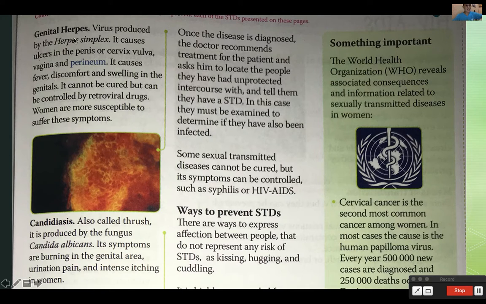Then we have genital herpes, el herpes genital, a virus produced by the herpes simplex. It causes ulcers in the penis or cervix, vulva, vagina, and perineum. It causes fever, dysphoria, and swelling in the genitals. It cannot be cured, but can be controlled by retroviral drugs. Women are more susceptible to suffer these symptoms.